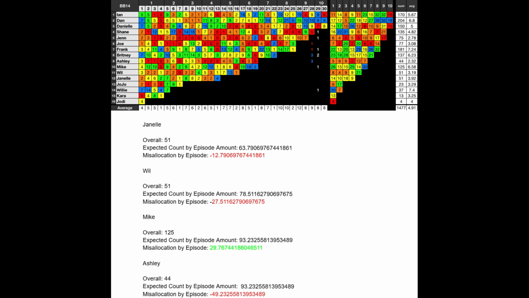Will got 51 confessionals and diary rooms, and his expected count by episode amount is 78.51, causing him to have a negative 27.51 misallocation amount. So he was very underutilized, and he has a bad distribution when it comes to his diary rooms.